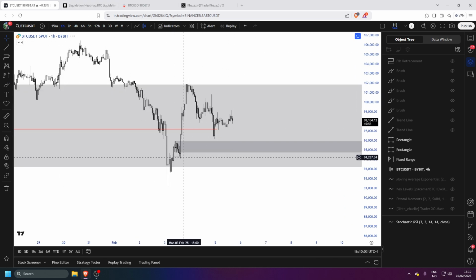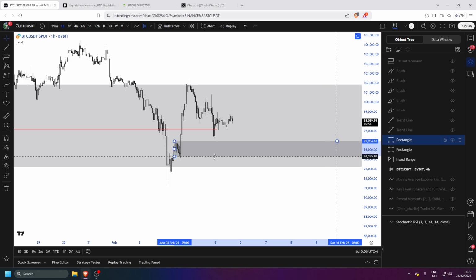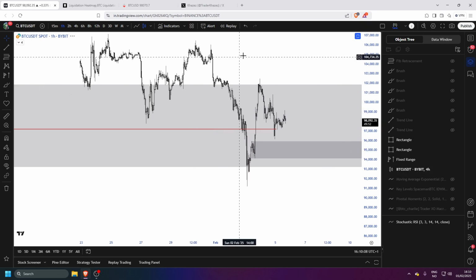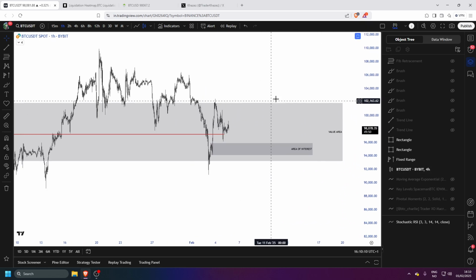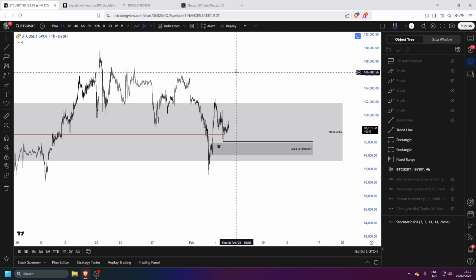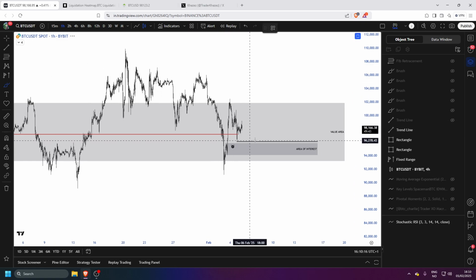So that's why I took the entire thing instead. Let me just put it to the low here. Okay, so this is my area of interest. Now, what did I do next? Well, we have a low here. I sent an alert here, but we have a lower time frame sell side liquidity resting right here. So what am I looking for? I'm looking for a sweep of the area of interest.